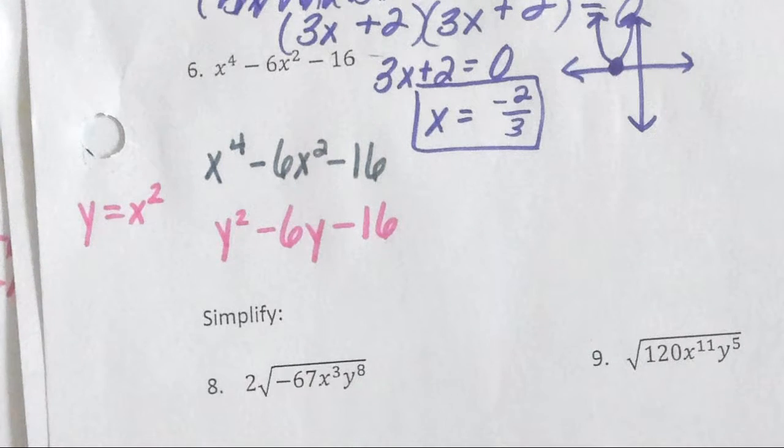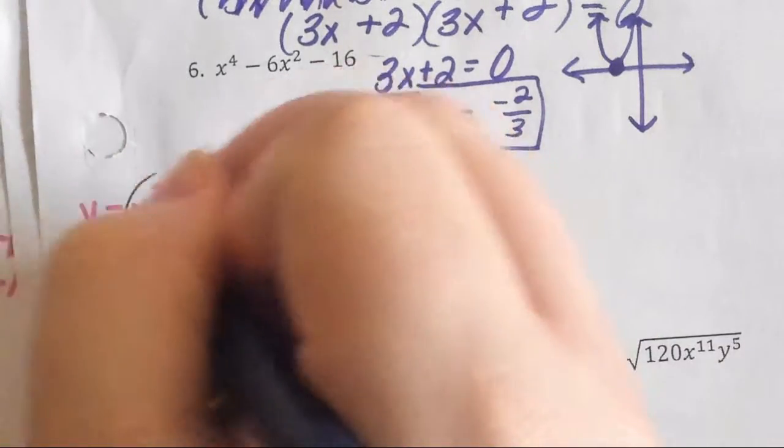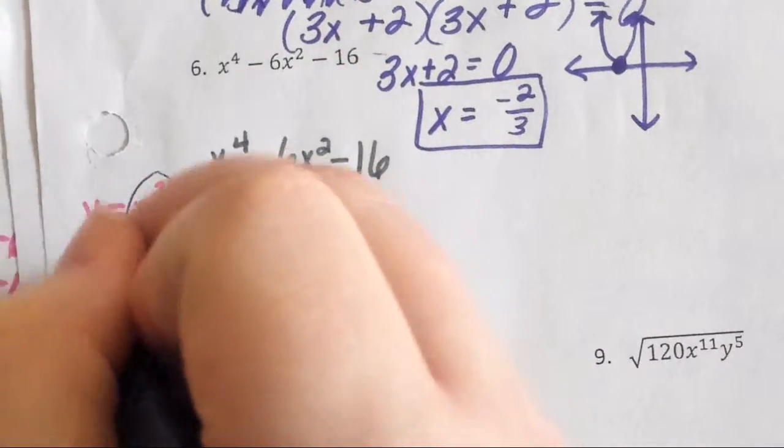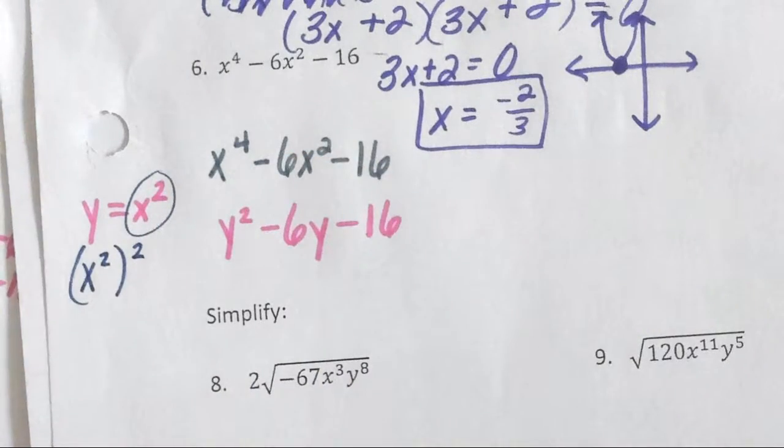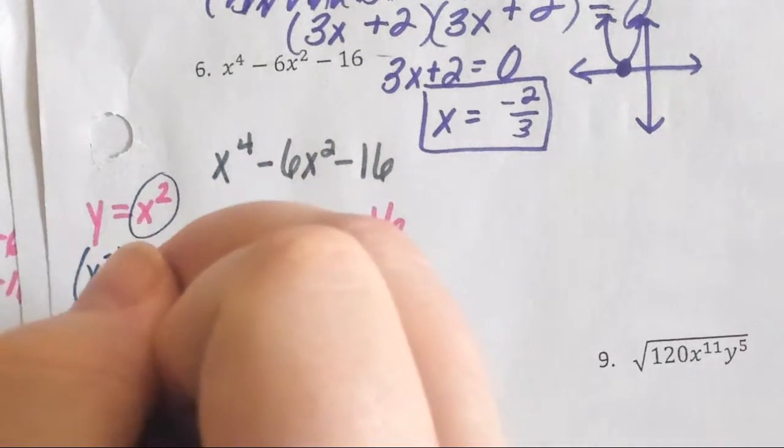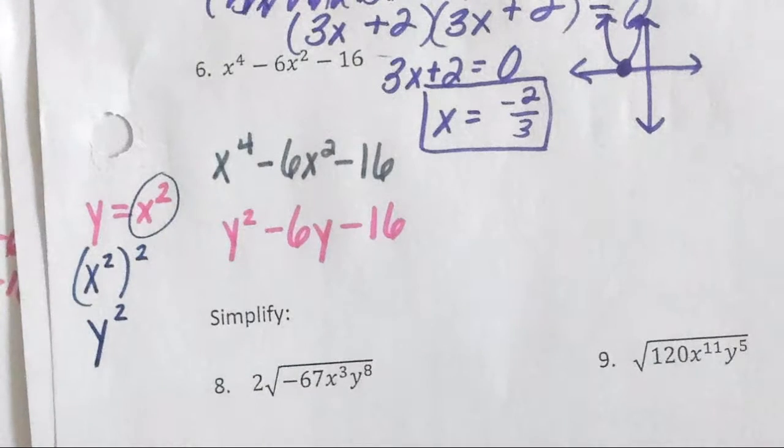Why is it not y to the 3? Because y is x squared. So we had x squared squared, isn't that how we got x to the 4th? So isn't x squared y? So isn't it just y squared? Okay. That's a good question.